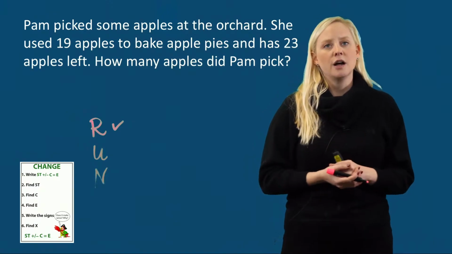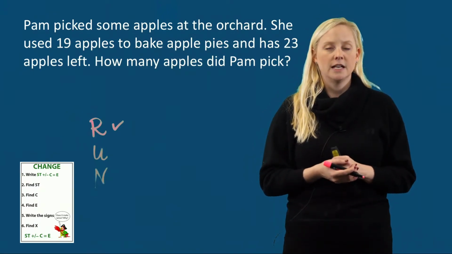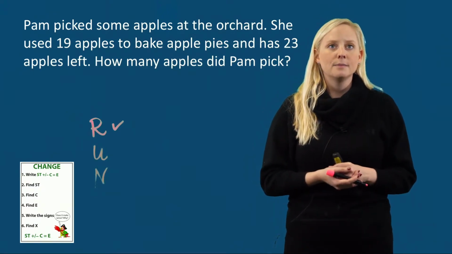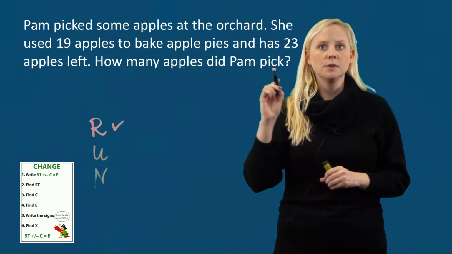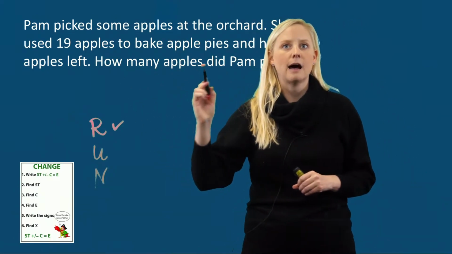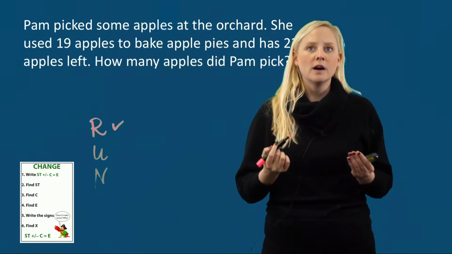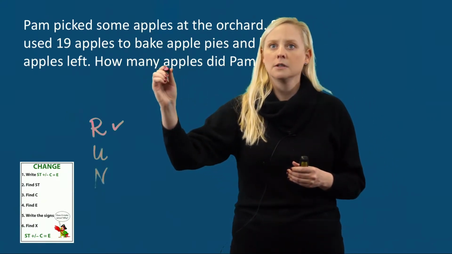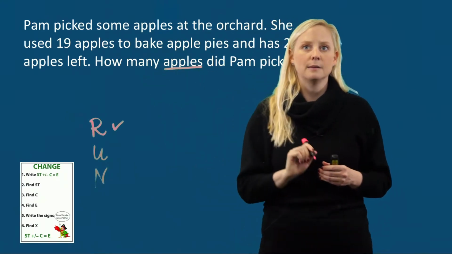The U stands for underline the label and cross out irrelevant information. I find my label in the sentence with the question. So let's read our question. It says, how many apples did Pam pick? The question is asking about apples, so I'm going to go ahead and underline apples as my label.